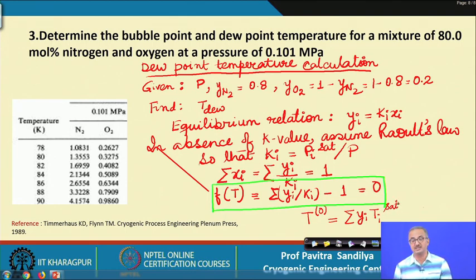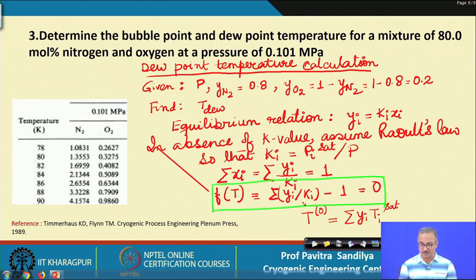Okay. So, with this initial guess you can start the iteration, and if you find that this particular summation yi by Ki is coming more than 1, that means this F(T) will be a positive number. In that case, what we shall do? We have to reduce the temperature. And if I find that summation yi by Ki is coming less than 1, that is F(T) is coming negative, then in that case we have to raise the temperature. So, in this fashion, by some adjustments within a few iterations, you should be able to arrive at the right value of the dew point temperature.